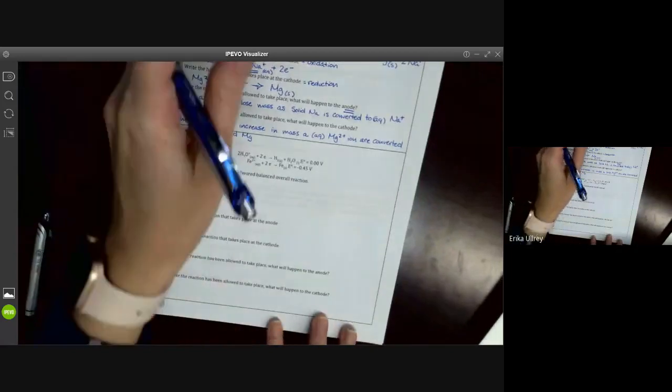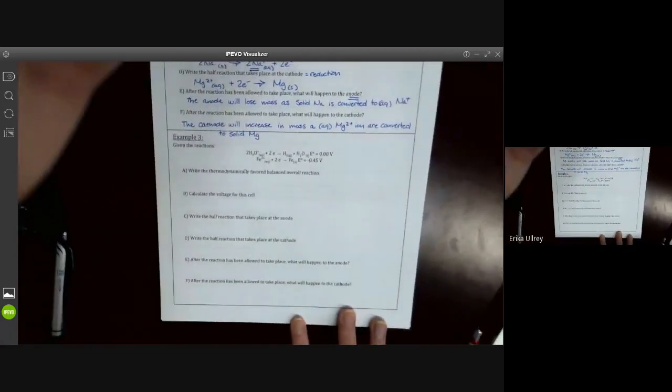Take a look at the next one. I think we're starting to get the hang of it. Sounds like it. All right, it says write the thermodynamically favored balanced equation for the overall reaction. So we have these two half reactions for water and iron, and it says write the overall thermodynamically favored balanced reaction. So what would be our overall balanced reaction for this one?